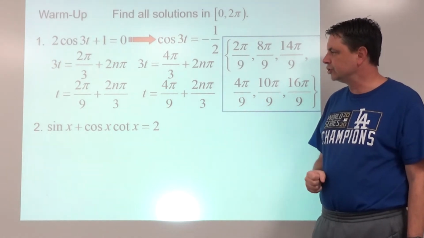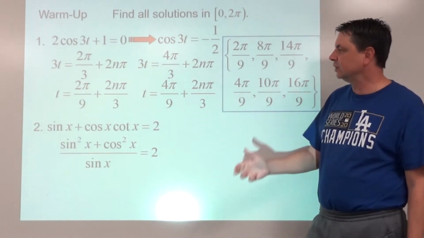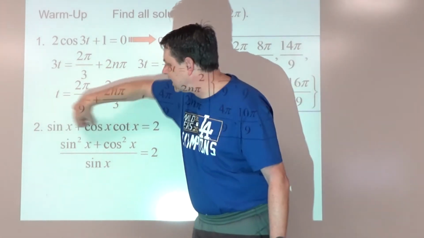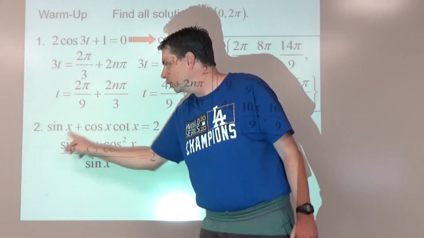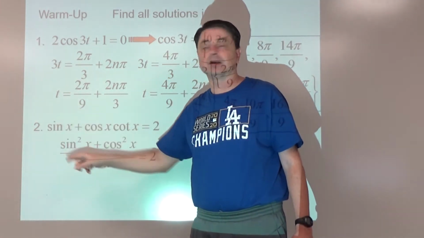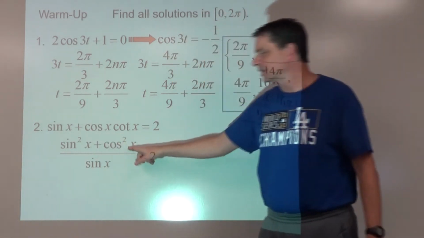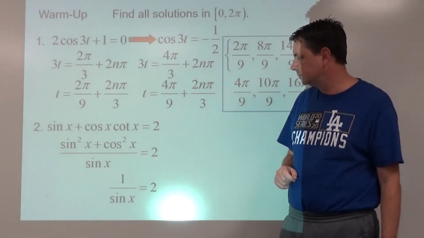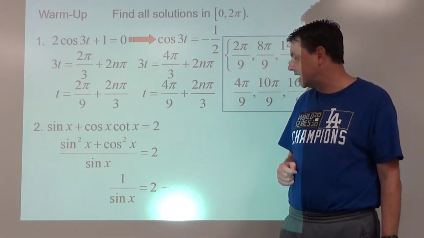All right, number 2, maybe explore sines and cosines. If you do that, this becomes cosine over sine. And then we need to add these together, so we need a common denominator being sine x. So with sine x, we need to multiply top and bottom by sine x. We are here. Pythagorean identity right there. 1 over sine x equals 2. We take the reciprocal on both sides. We get sine x equals a half.